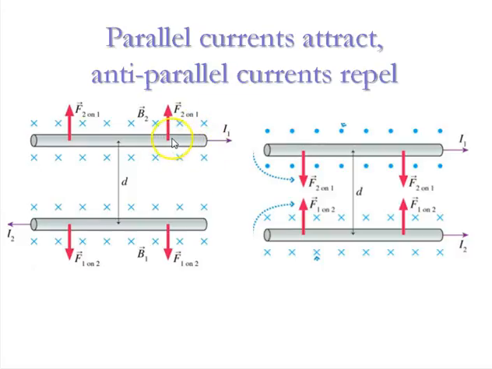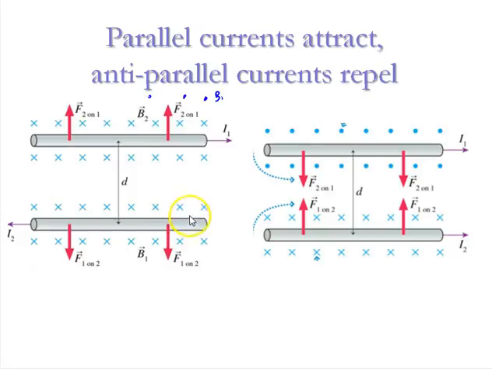So here, if we have our current I1 flowing to the right, then the magnetic field produced by that will be flowing down here. If we're on this side of it, it would be flowing towards us, right? This would be our B1, but we're concerned about what it is down here at the other wire, so that's where it's going to be flowing in.